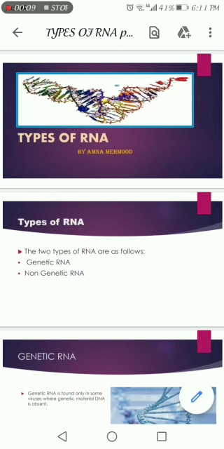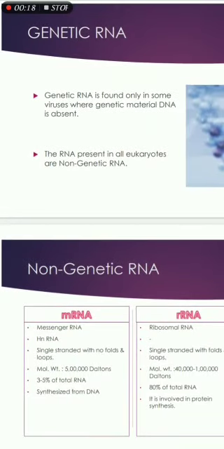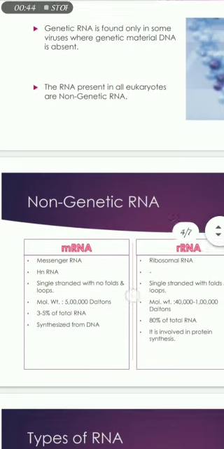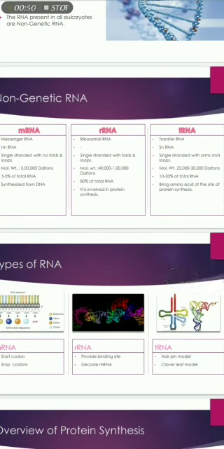There are two types of RNA: genetic RNA and non-genetic RNA. Genetic RNA is found only in some viruses where genetic material DNA is absent. It means that RNA will be the genetic material for them, such as viruses. It means it is not present in eukaryotic cells. The RNA present in all eukaryotic cells is non-genetic RNA. Thus, we conclude that genetic RNA is only found in viruses and not found in human beings or the eukaryotic cells. Coming towards the non-genetic RNA, it includes messenger RNA, ribosomal RNA, and transfer RNA.